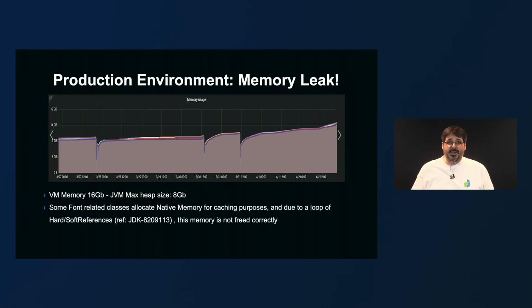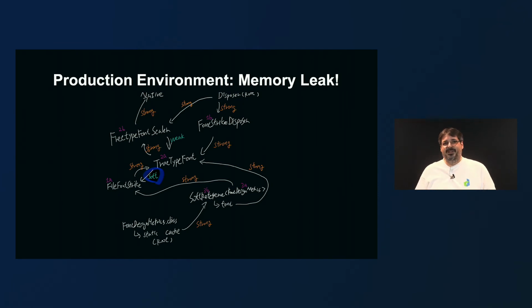Well, we did some digging, and we found out that some font-related classes allocate native memory also for caching purposes. And due to a loop of hard and soft references, this memory is not freed correctly. So here's a rough class relationship diagram that shows the complexity of these classes that we were dealing with.